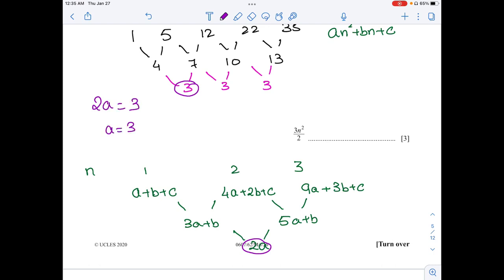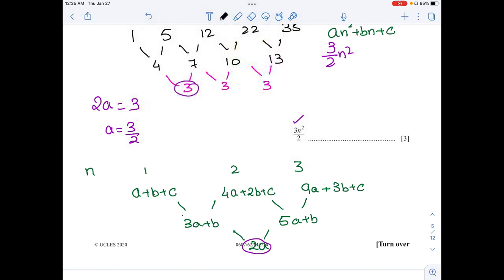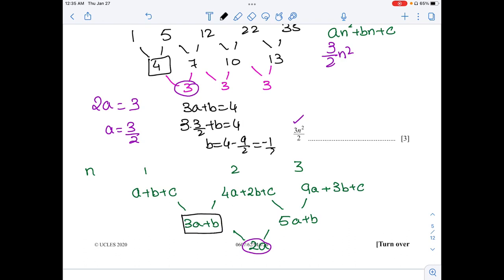So a is equal to 3 upon 2. So 3 upon 2 n square. Now, next we can clearly see that the first difference is 3a plus b, and the first difference is nothing but 4. So 3a plus b is equal to 4. So 3 times a is 3 upon 2, plus b is equal to 4. Hmm, 3 times a is 9 upon 2, so b is equal to 4 minus 9 upon 2, which is minus 1 upon 2. So minus 1 upon 2 n.